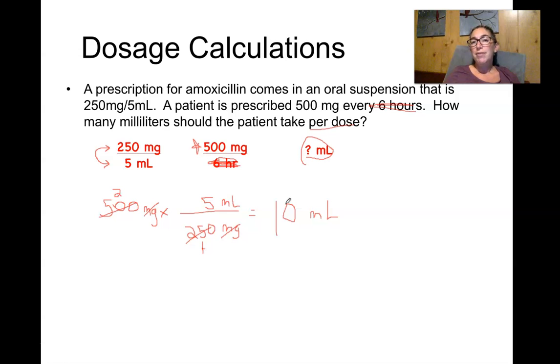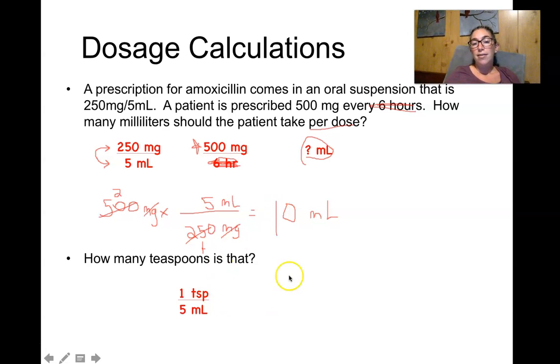All right, well, you might have a second part of the problem that says, how many teaspoons is that? Okay, and our conversion factor that we're going to use is that we look at the equivalency table and find out that 1 teaspoon is 5 milliliters. So if we take that 10 milliliters and we multiply it by this conversion factor, then we get 10 times 1 divided by 5, which is the same as 10 divided by 5, which is 2. Not 2 milliliters now, 2 teaspoons.